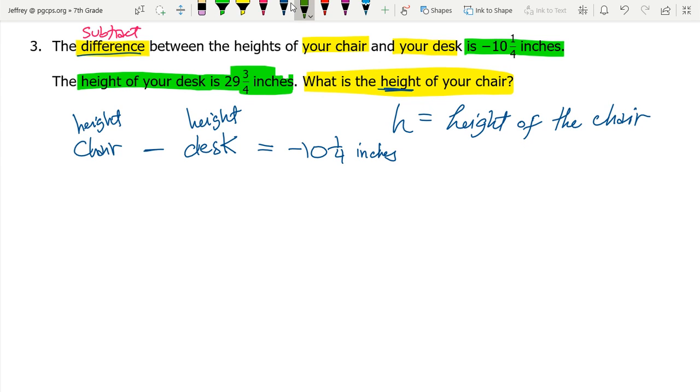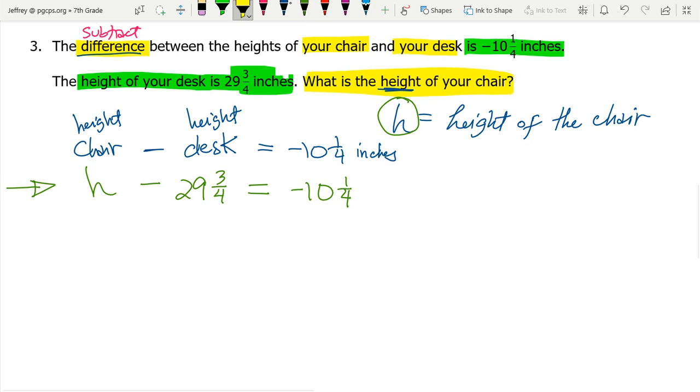Do we know? Okay, so we do not know. It's represented by letter H. So the height of the chair is H, minus the height of the desk, 29 and 3/4 inches, is equal to the difference, negative 10 and 1/4 inches. Now we have written our equation. This is our equation. Now, let's solve our equation.